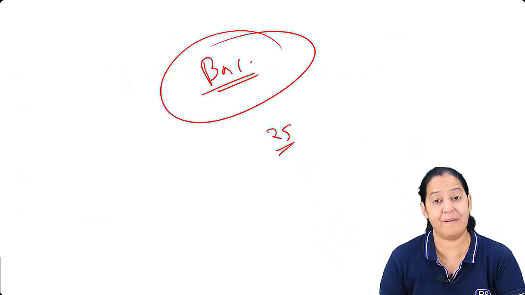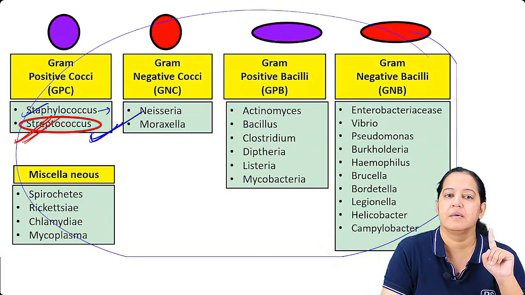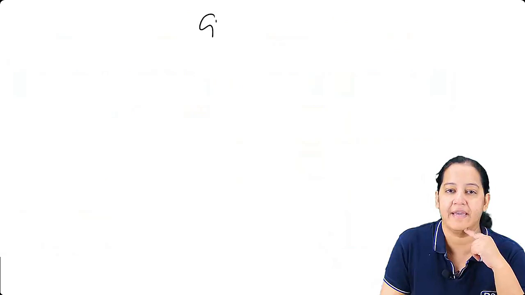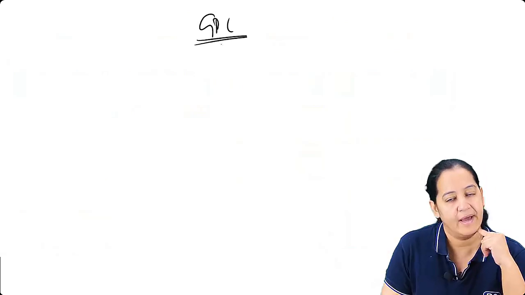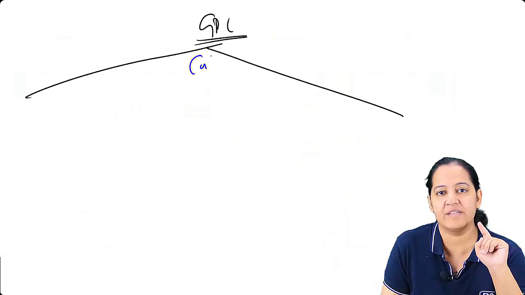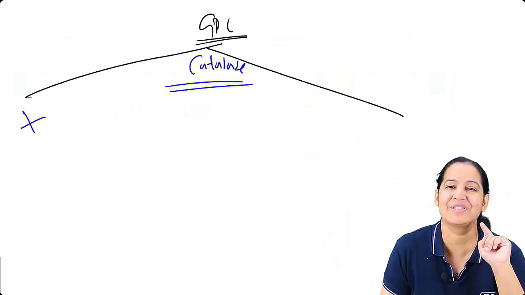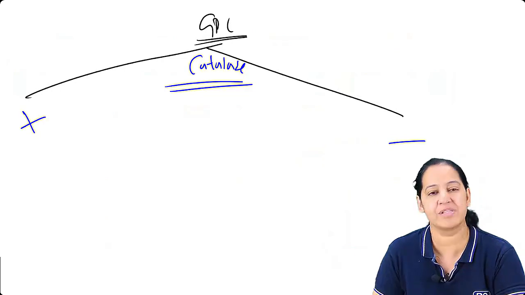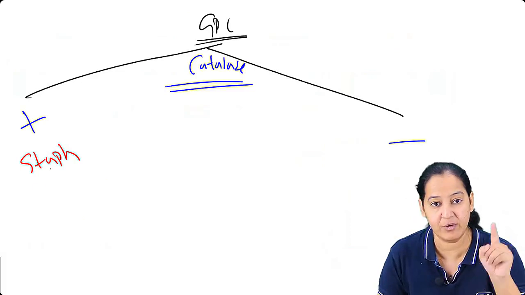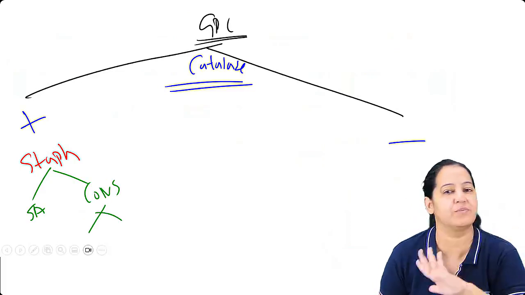Let me come with the next bacteria, Streptococcus. I'm starting with Streptococcus. So we started GPC in the morning, gram-positive cocci. Gram-positive cocci are only 2 in number. The first test we always apply is catalase. Catalase positive is Staphylococcus, and we have completed it: the 1 main hero, Staph aureus, and 2 side heroes, Staph epidermidis and saprophyticus.